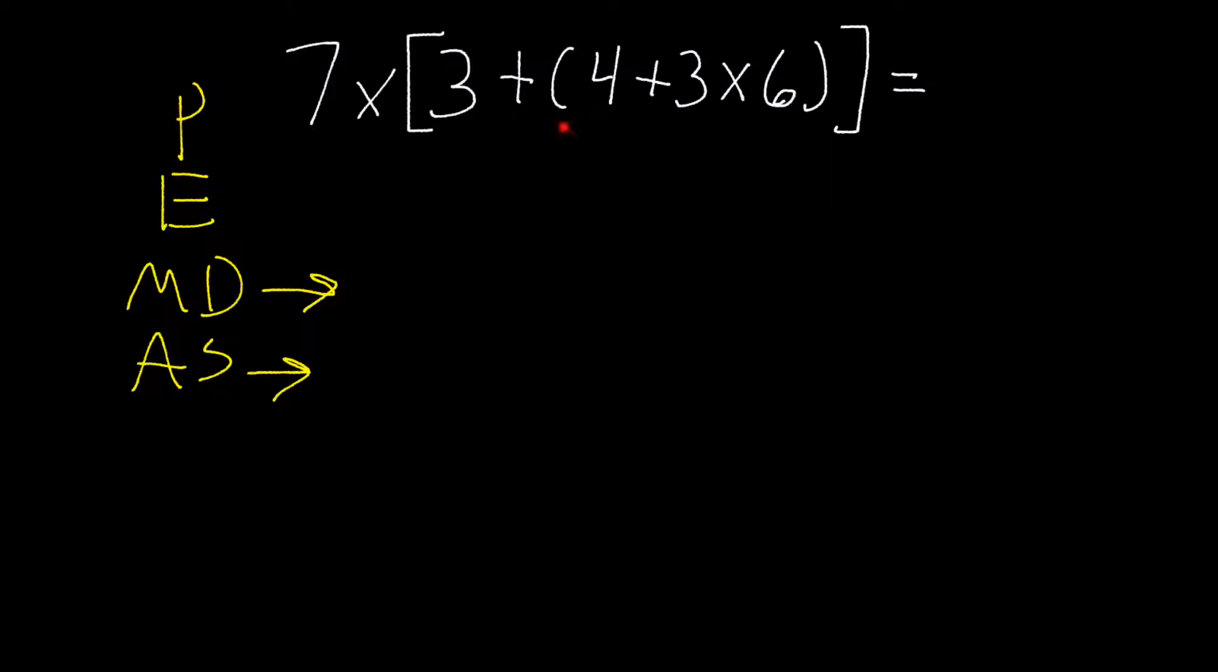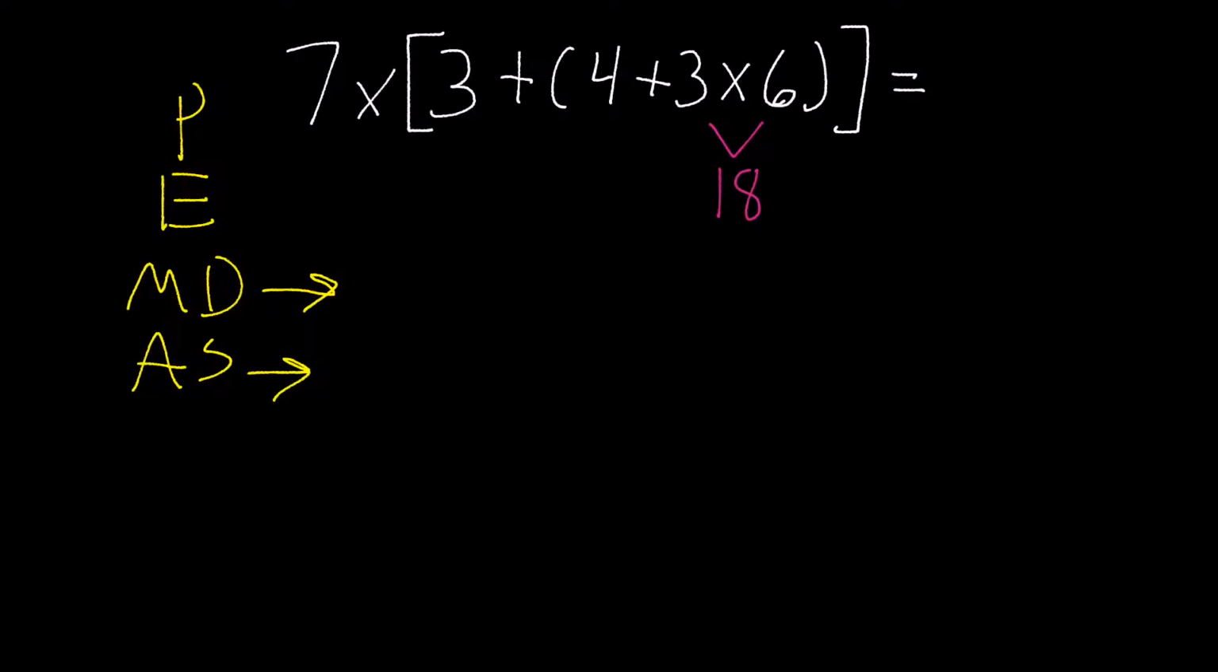We go inside these parentheses, and then what should we do first? We have 4 plus 3 times 6. Well, based on our order right here, multiplication has to happen before addition. So we're going to take care of that 3 times 6 first. 3 times 6 is 18.